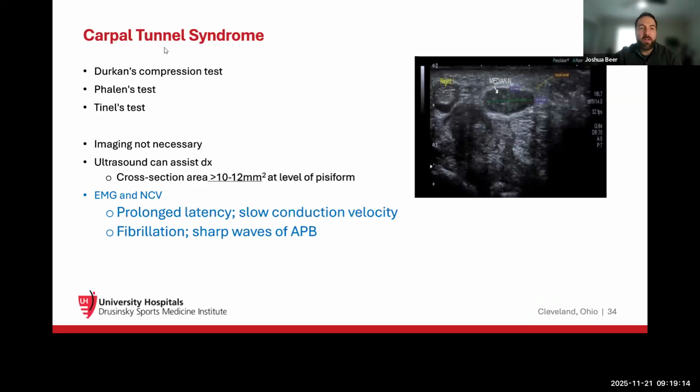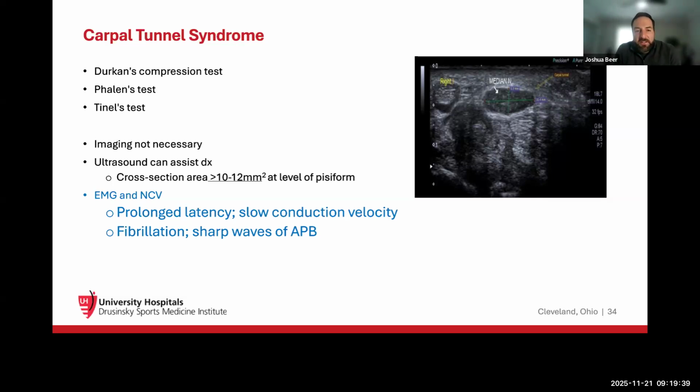From a clinical standpoint, in clinic, Durkan's compression test is the most specific. That's when you just compress over the median nerve and hold it there about 30 seconds to see if it reproduces the symptoms. You have the Phalen's test, or the prayer hands test, and then a Tinel is just tapping. Typically, imaging is not necessary unless you want to exclude if there's anything else going on.